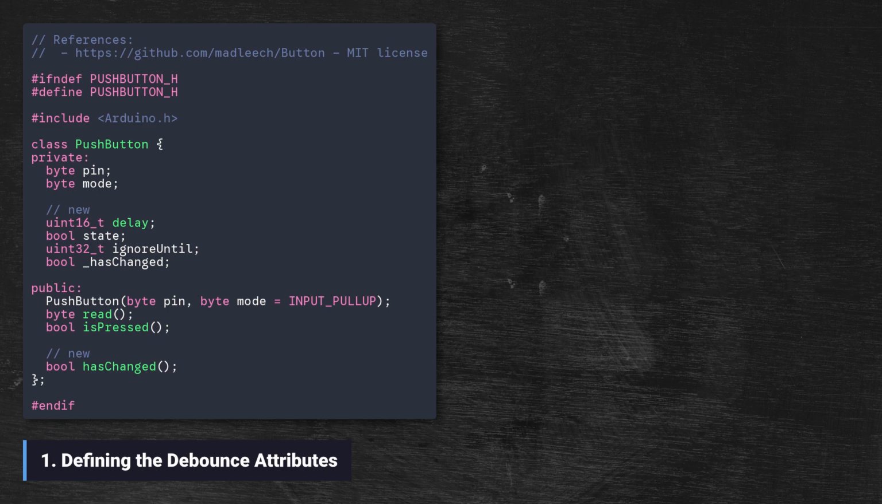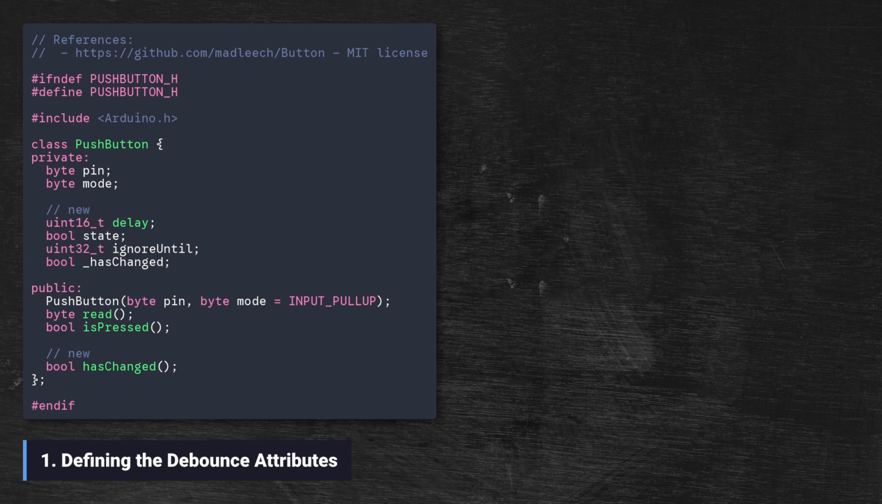About the state, this stores the last stable logic state of the button. Purpose, it serves as a reference to compare against the instantaneous value from digitalRead. If the current reading differs from state, it means a potential change has occurred.